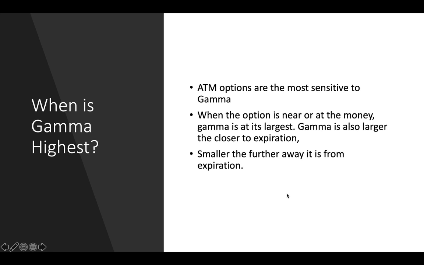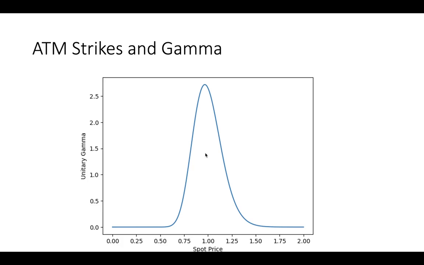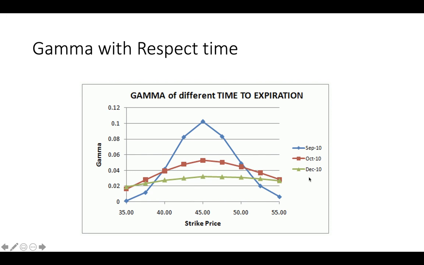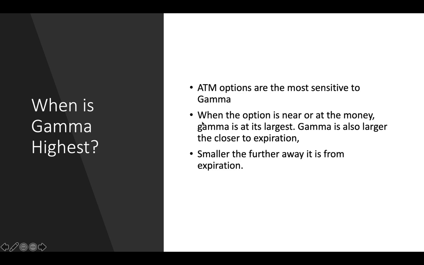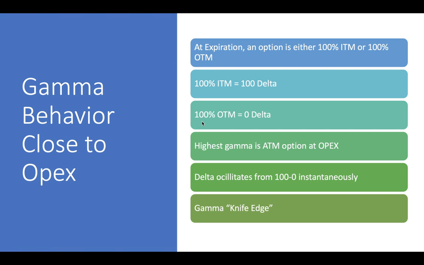Gamma is smaller the further away it is from expiration. That's illustrated here: if we look at December, our gamma level is much lower than the options that are expiring in September. Okay, and here's an interesting thought experiment.